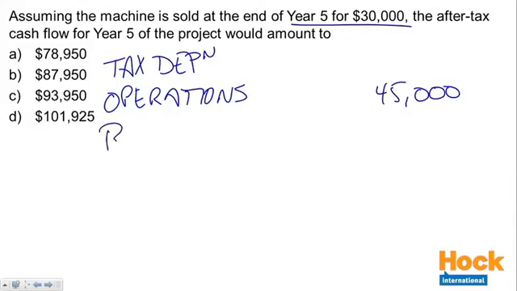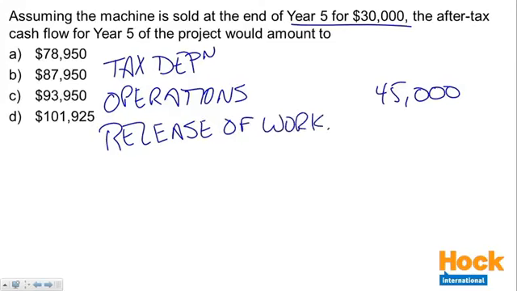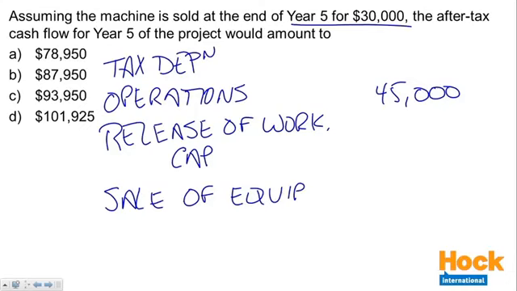We also know that we're going to have the release of the working capital at the end of this project. That working capital went up at the beginning, and we're going to have a release of it at the end of the project. And then we also have the sale of the equipment. So these are the things that we're going to have to do. We already have the operations done. The release of the working capital we can also do very easily. That's $15,000. Our current assets come down, our current liabilities come down. We have that release of the working capital, and so that's going to be a $15,000 cash inflow.